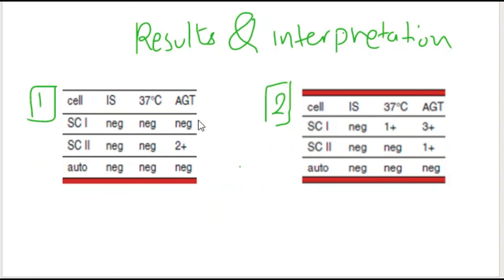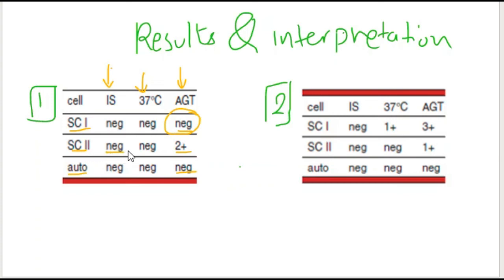So in the first example, cell 1 is negative, cell 2 is positive, and the autologous control is negative. Okay, so only one cell is positive. Let's see the phases. Immediate spin is negative, 37 is also negative, and the indirect antiglobulin test is negative. Okay, so we also have to look at the other cells.